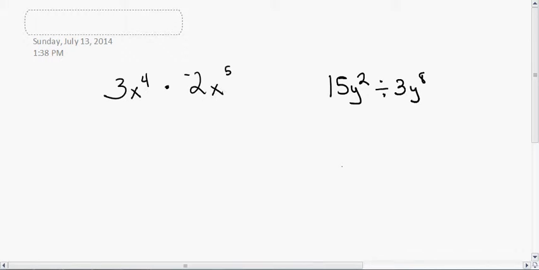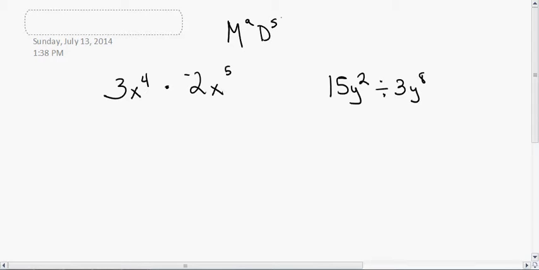Going to do two more examples of using product and quotient rules of exponents. The first one is a product rule, so 3x to the fourth times negative 2x to the fifth. And the second one is a quotient problem, so I'll use quotient rules, 15y squared divided by 3y to the eighth. Sometimes when I'm teaching rules of exponents, I use this, MADS.